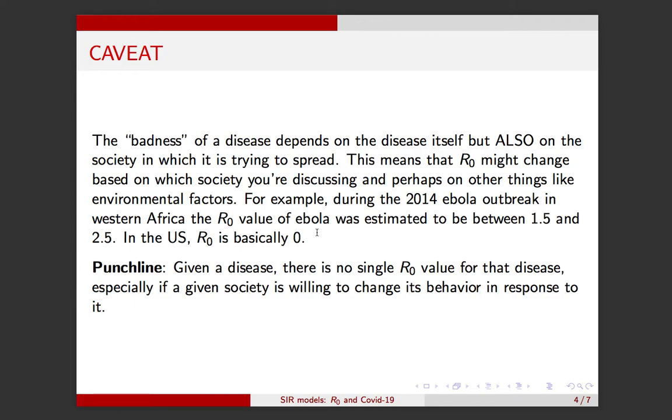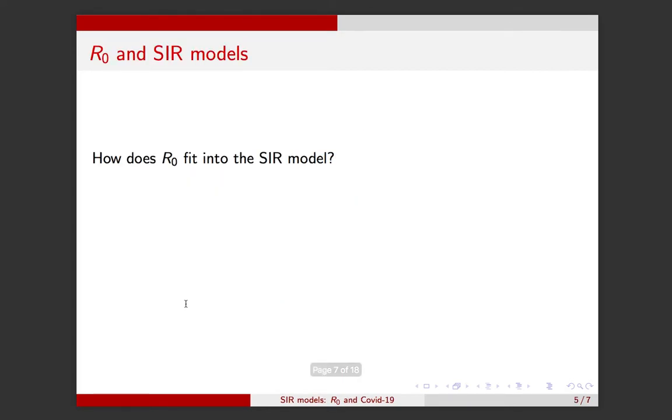However, it is still a nice little thing: if you just want a number to summarize contagiousness, it's nice to have that number in mind with this punchline also in mind, right? Sort of the caveat. So, R naught, where is this in the SIR models? Because the models that we built have basically two parameters, B and K. So how does R naught fit into that?